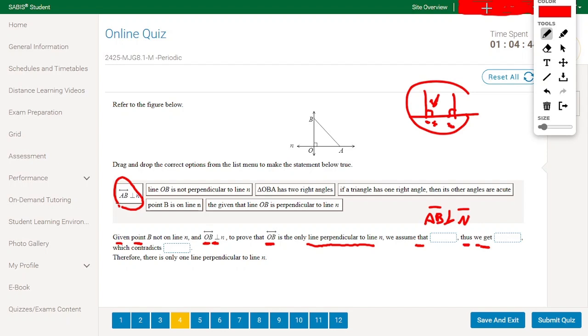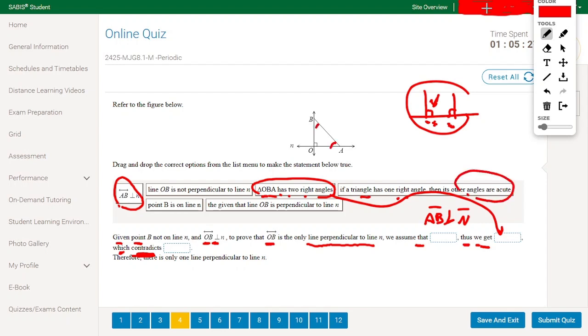So here we will say that triangle OBA has two right angles, which is nonsense, which is not correct. There is no triangle that has two right angles. So this contradicts, which means it would not be right, because if a triangle has one right angle, then its other angles are acute.